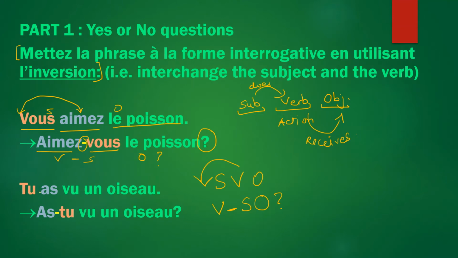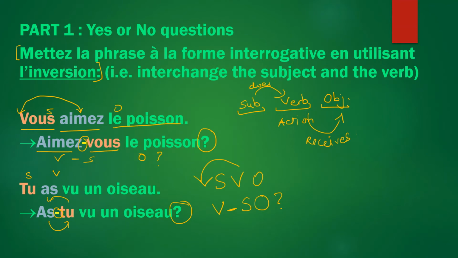Then, tu as vu un oiseau. You saw a bird. Now when you talk about passé composé, it's just the first verb that you need to take into consideration. Just ignore the participle. So, tu as vu un oiseau. You saw a bird. What do you do? This is the subject. This is the verb. Interchange the two, and put a dash in between, question mark at the end. Tu as vu un oiseau becomes as-tu vu un oiseau? Did you see a bird? This is how you work on inversion.